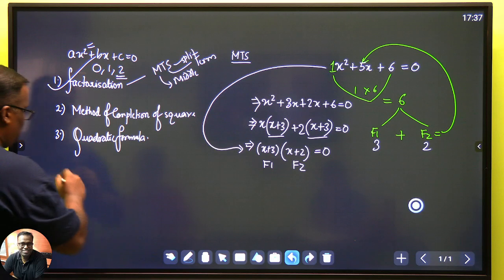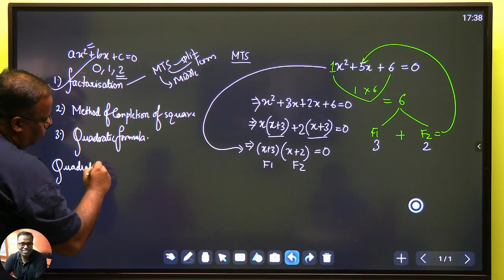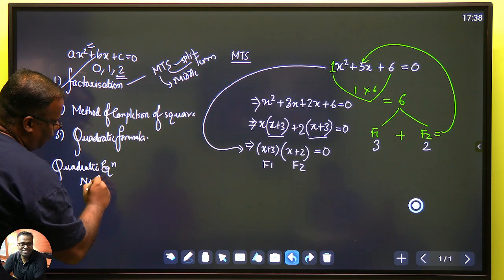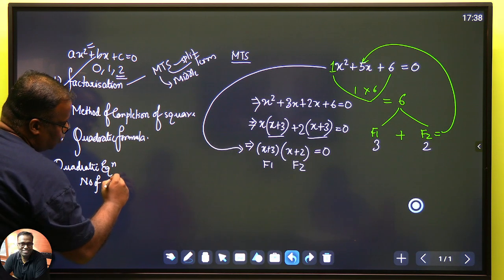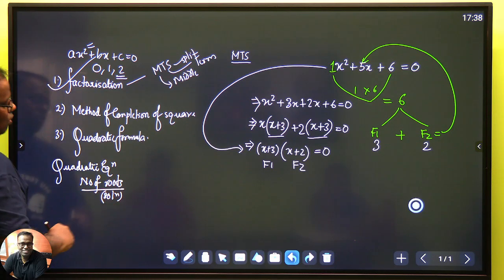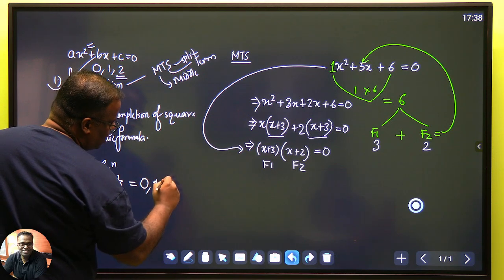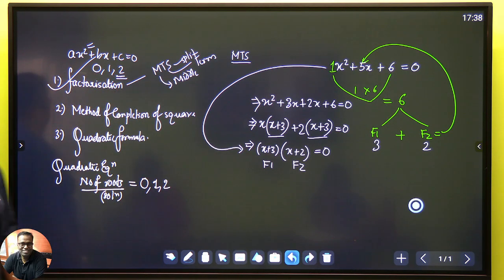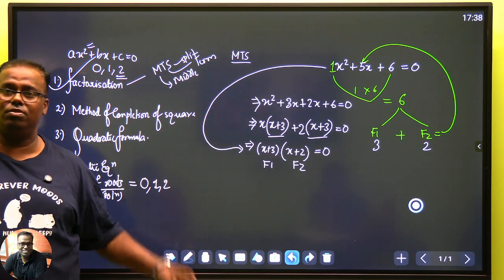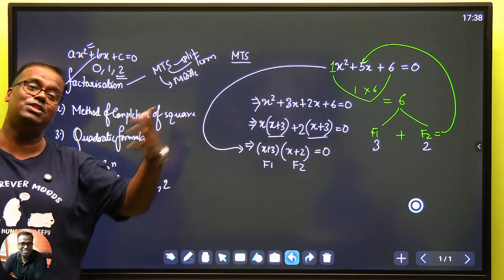If you have a quadratic equation, then the number of roots, roots means solution, that is the value of x, you can have is either no solution, one solution, or two solutions. Not beyond two. Keep this in mind. If it was a cubic equation, how many solutions can we have? 0, 1, 2, 3. So if it is an nth degree, you will have at most n solutions.